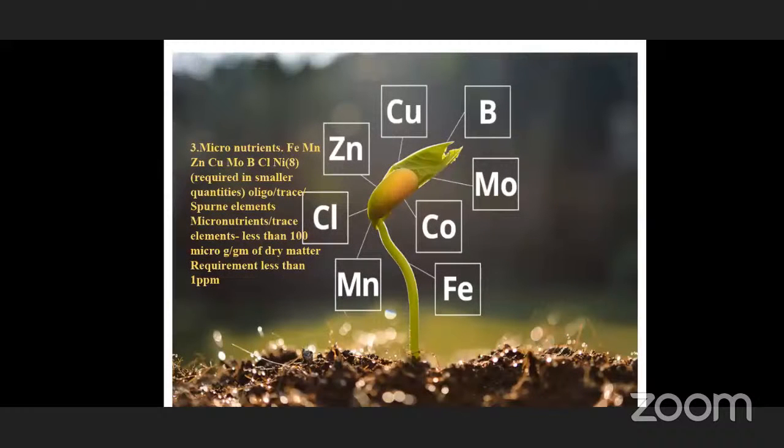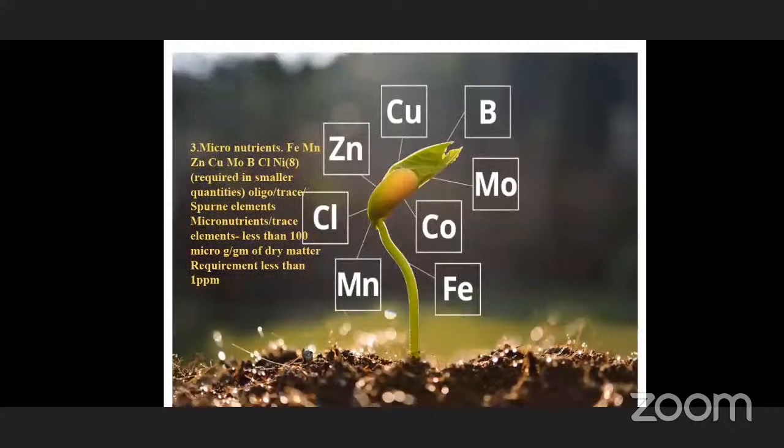And next, micronutrients. They are required in less quantity, that is less than 1 ppm. Micronutrients are also known as oligo, trace, or spare elements. Please note it down, it is a very important point. And there are about 8 micronutrients. They are iron, manganese, zinc, copper, molybdenum, boron, chlorine, and nickel. They are required in very small quantity. A gram of dry matter contains less than 100 microgram of these micronutrients, so they are known as micronutrients.